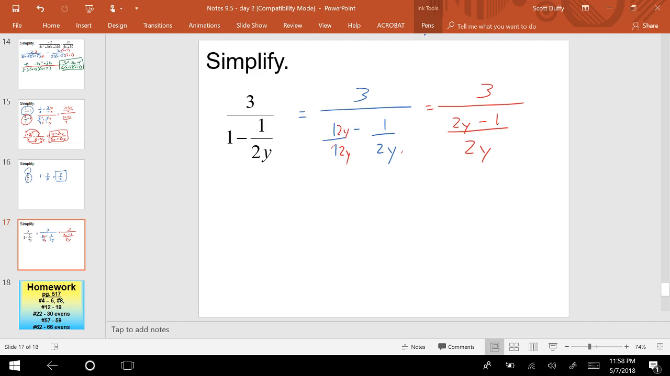Then you say, alright, that 3 is going to be multiplied by the reciprocal of that fraction on the bottom. The reciprocal of the fraction is 2y over 2y minus 1. And when you take a whole number times a fraction, it multiplies to the top. So 3 times 2, 6y over 2y minus 1.